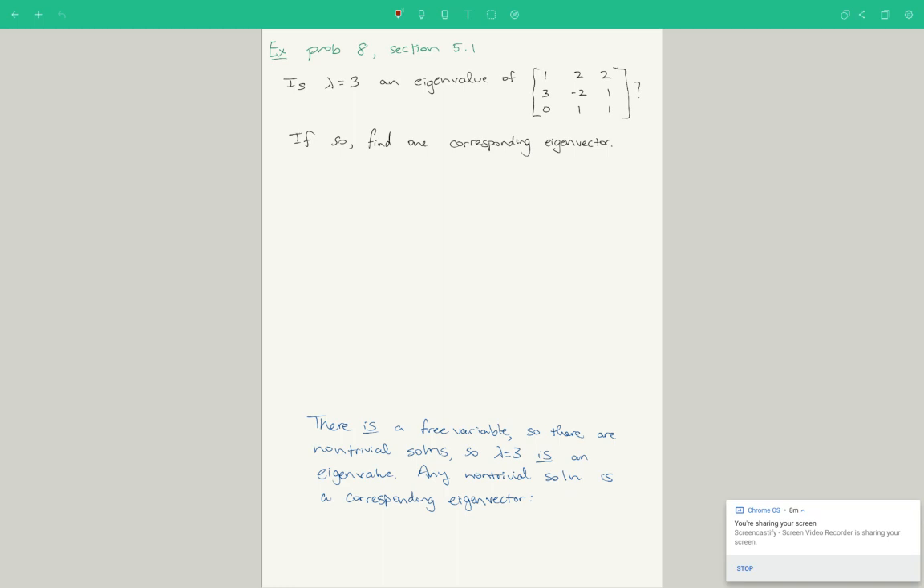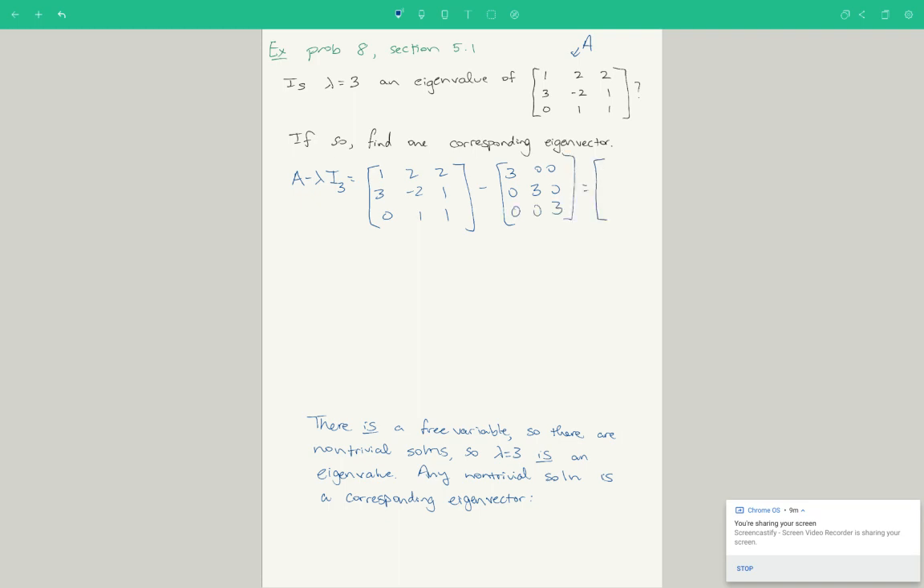So this is asking, is lambda equals 3 an eigenvalue of this matrix? Let's call this matrix A. So our question is, is lambda equals 3 an eigenvalue of A? To find that, we first look at our special factored form, A minus lambda I. Because A is 3 by 3, I will also be 3 by 3. So we take 1, 2, 2, 3, minus 2, 1, 0, 1, 1, and we subtract off 3 times the identity matrix because we're checking for lambda equals 3. So it would be 3, 0, 0, 0, 3, 0, 0, 0, 3.